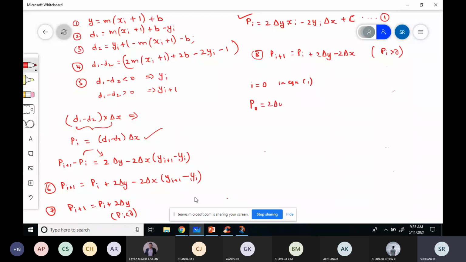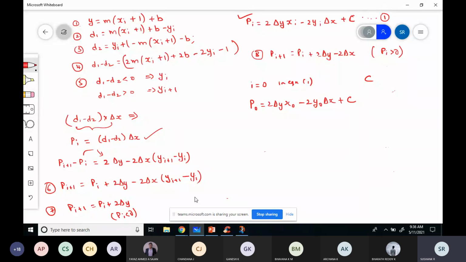is equal to 2 into delta y x naught minus 2 into y naught delta x plus c. So see, what was the constant value I had written? What was the c value? Can anyone tell what the c value was?